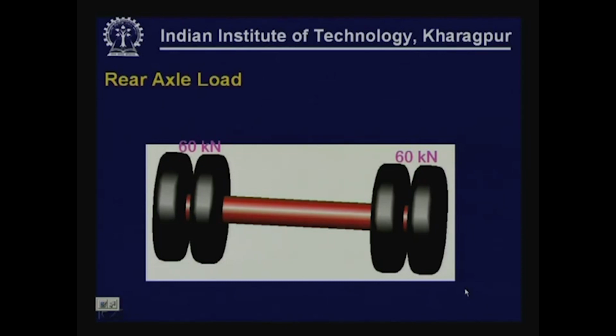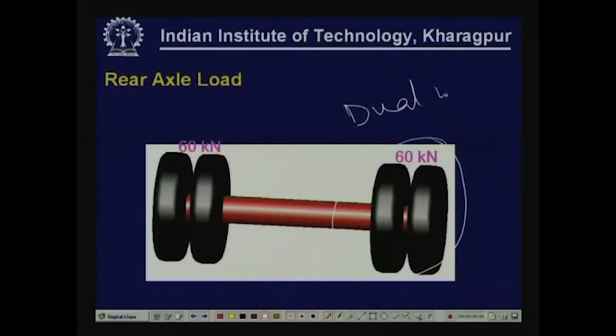If we assume the rear axle to be of this configuration, these axles can be of different configuration. They can have single wheel on either end, they can have what is known as dual wheel set, as you can see this is a set of 2 wheels. So, we have one dual wheel set here, another dual wheel set here. Now, on each one of these dual wheel sets we have 60 kilonewton applied because we consider about 120 kilonewton on the rear axle there.